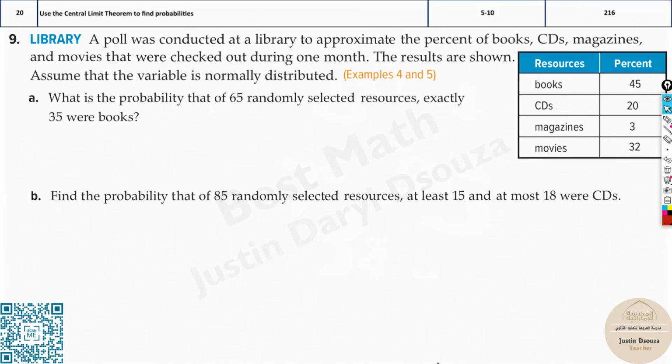Question 9 is another interesting one. Here you can see there are 2 different types. One is about exactly 35 books, and the other is at least and at most 18 books. So we will solve this one.